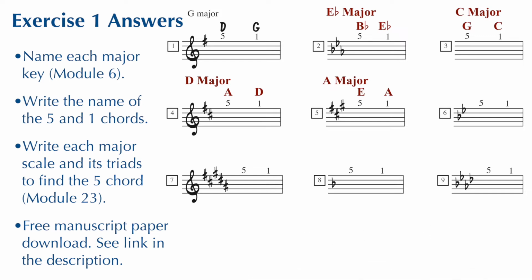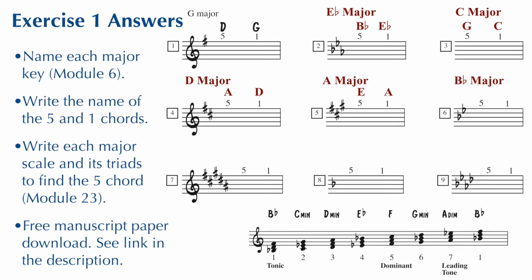Number 6, 2 flats in the key signature puts us in the key of B flat major. Write out the B flat major scale and its triads. B flat is the 1 chord, F is the 5 chord. So our 5-1 progression in the key of B flat major is F, B flat, 5 and 1.